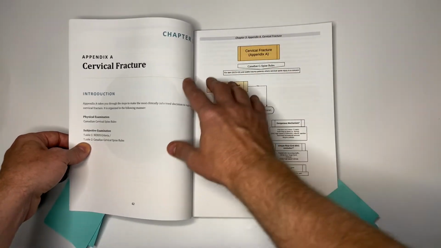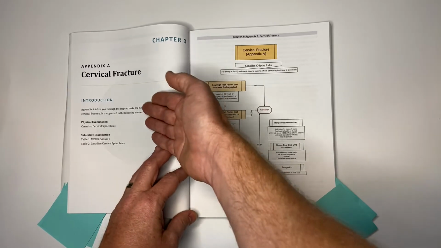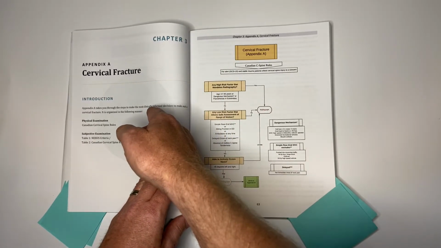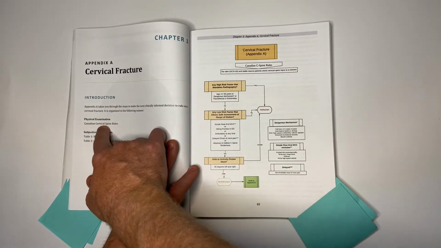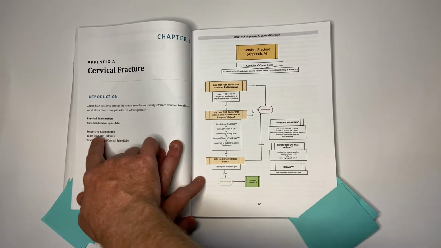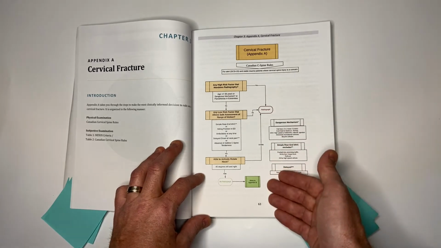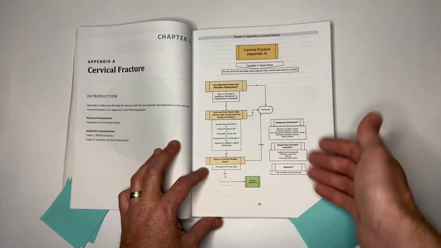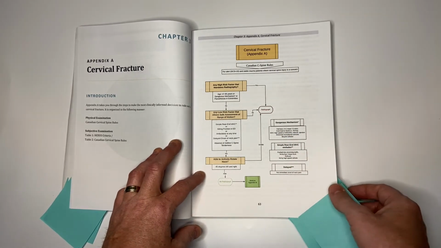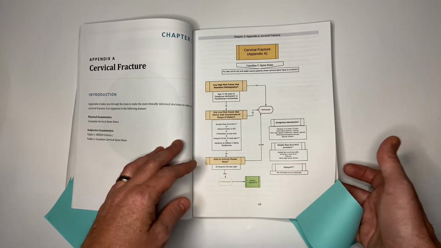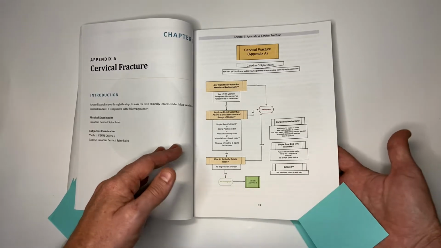Chapter 3 takes us through our Appendix A, which is the cervical fracture. Each appendix is going to break down physical examination tools and subjective examination tools. As you can see here, an example for Appendix A is using the Canadian C-spine rules to help make a differential diagnosis to rule out a fracture of the neck.